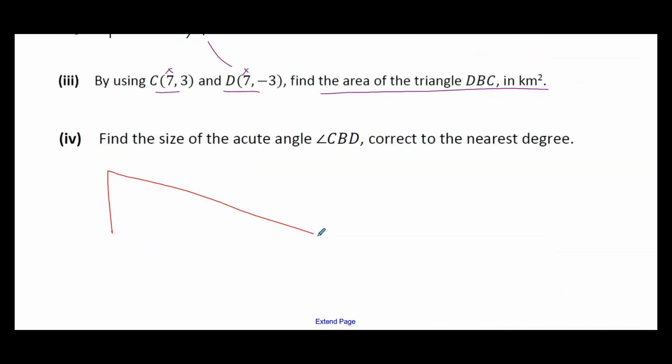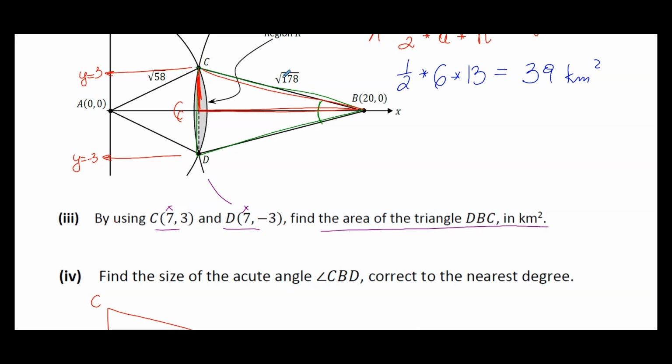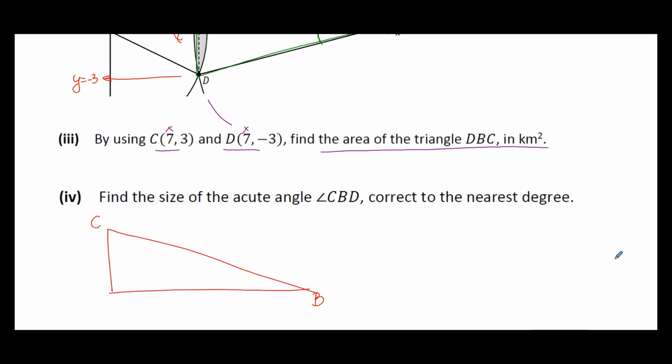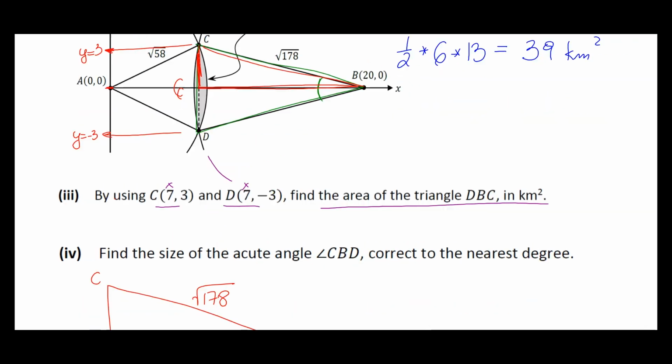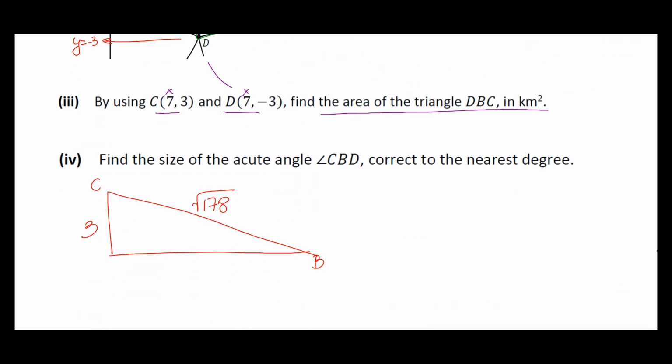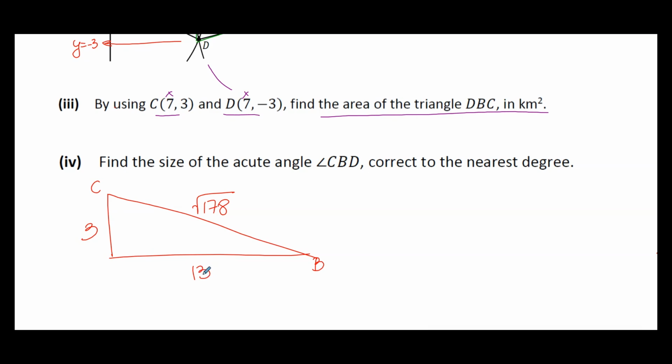So if I draw that right angle triangle with that being C, that being B, what measurement do I have here? From C to B, I have √178. From my coordinates, I deduced that that is 0, that is 3. So that means this length here is 3. And apart from that, I also understand that from here to here is 13. And what angle am I looking at here? That will actually be half of that angle CBD, isn't it?